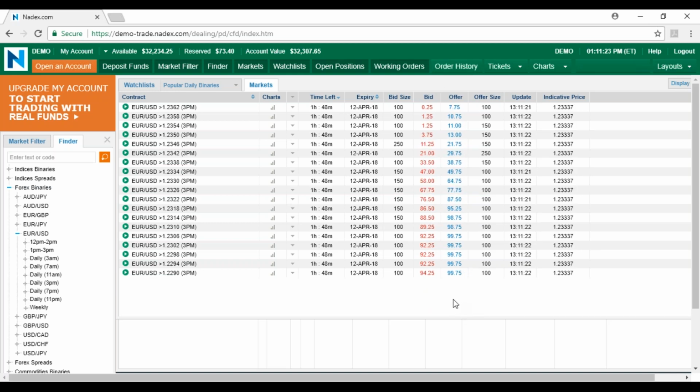Now, we don't have to hold a binary to expiration. We can exit early. If we get in a trade, we can exit early, whether it's going in our direction and we're profitable and want to take some profit off the table early, or it's going against us and we're losing money at the time. We don't have to hold till expiration, but at expiration it's worth 0 or 100, and you can see the different pricing here.